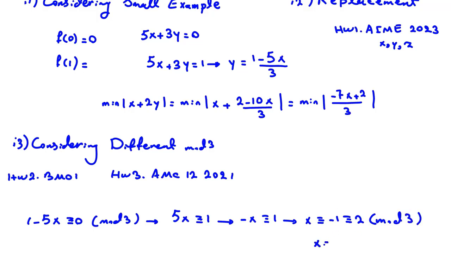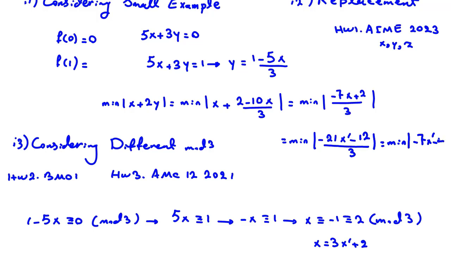So we can consider that x equals 3, for example, x prime plus 2. If you write it here, it will be the minimum of negative 7 times this, negative 27x prime, negative 14 plus 12, negative 12 over 3, which will be the minimum of negative 7x prime minus 4. The best x prime is 1, 7 minus 4, 3. So f of 1 is 3.